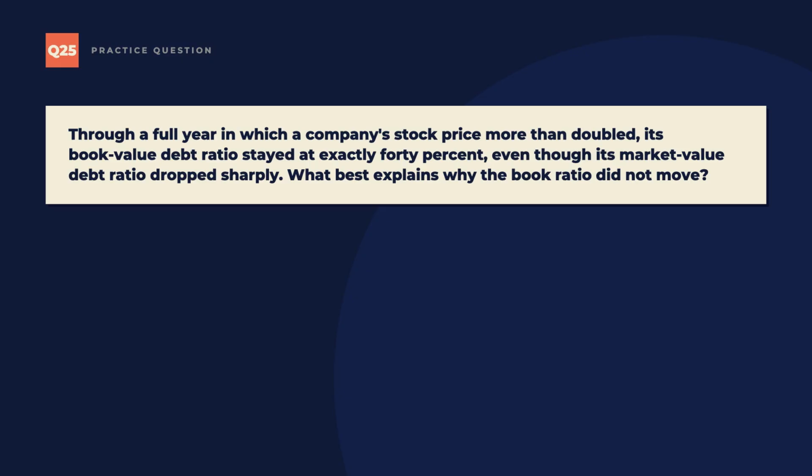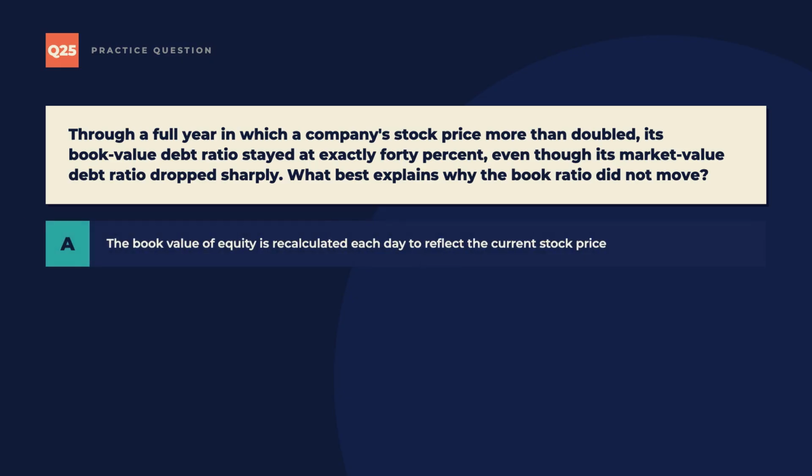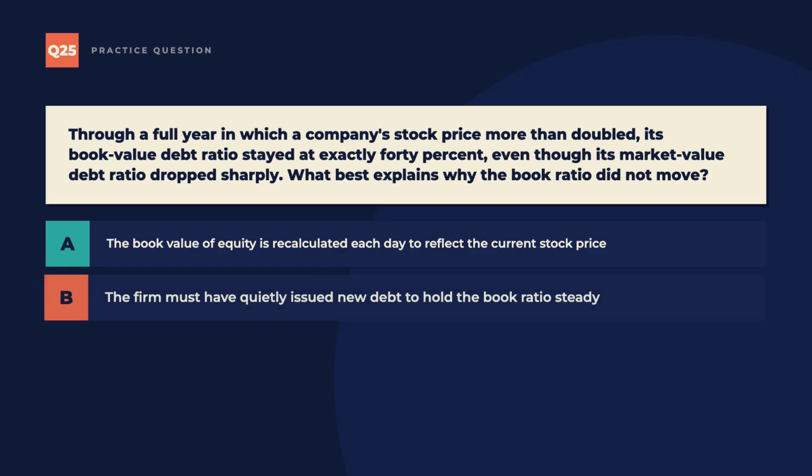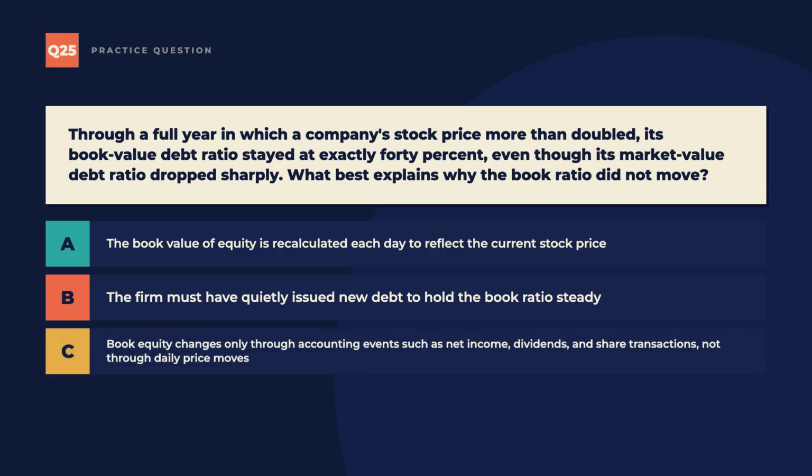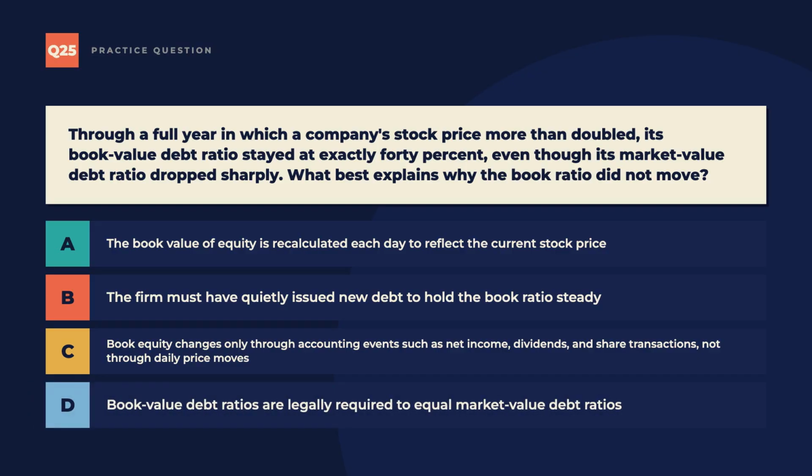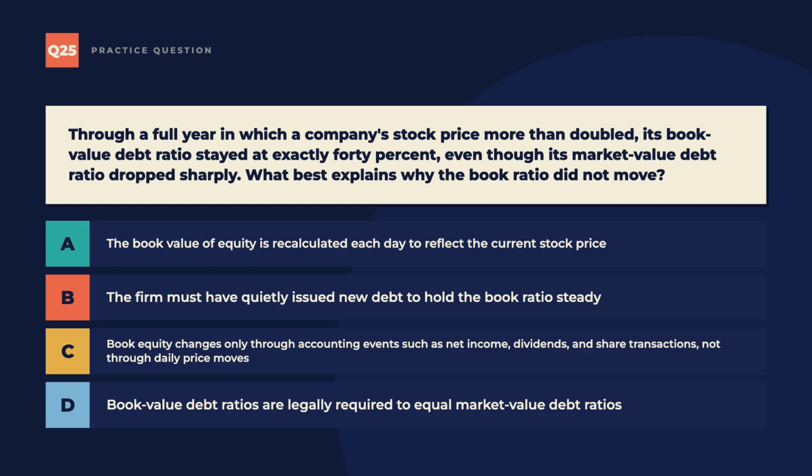Your options are: A. The book value of equity is recalculated each day to reflect the current stock price. B. The firm must have quietly issued new debt to hold the book ratio steady. C. Book equity changes only through accounting events such as net income, dividends, and share transactions, not through daily price moves. D. Book value debt ratios are legally required to equal market value debt ratios. Which one is it? Pause the video if you need more time.